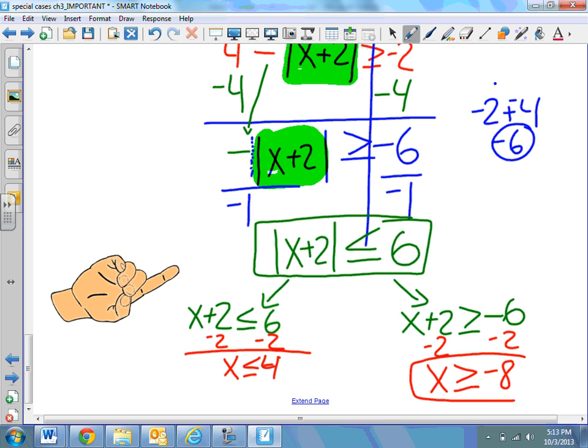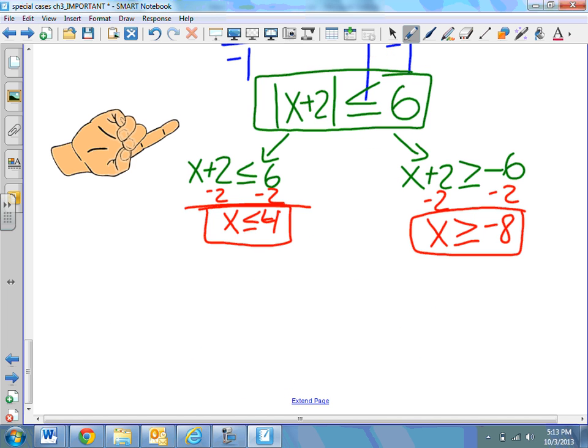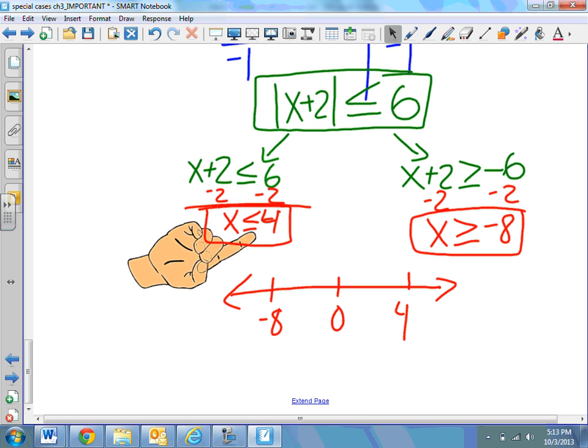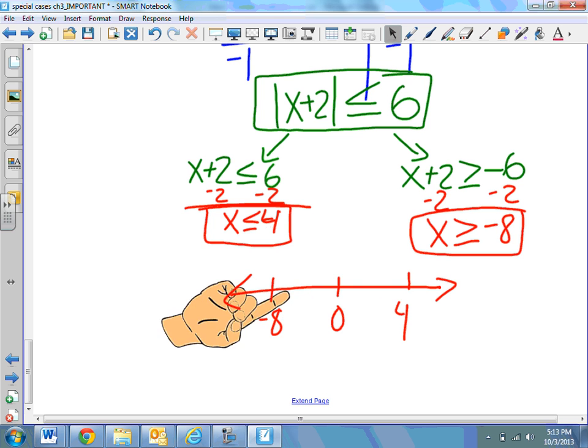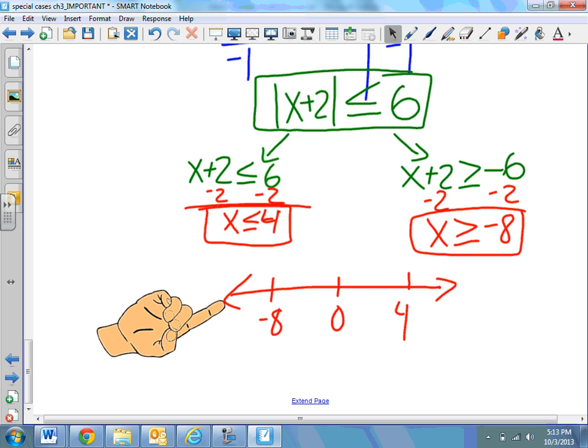Okay, if I asked you to graph this, I wonder how many of you guys actually graphed this. I bet you no one did. Let's go ahead and graph it. I'm going to put a negative 8 over here. I'm going to put a 0 there. I'm going to put a 4 there. Okay, let's go ahead and graph the first one. The first one says x is less than or equal to 4. That means that it's going to go this way over here, right? Closed circle, going this way.